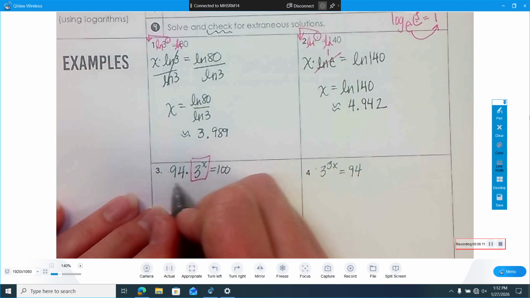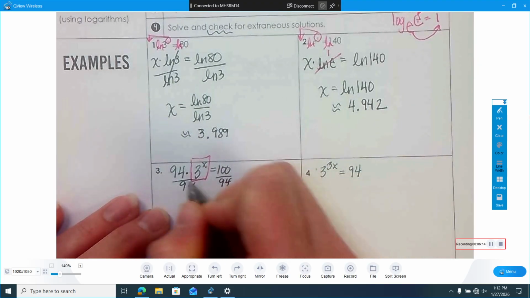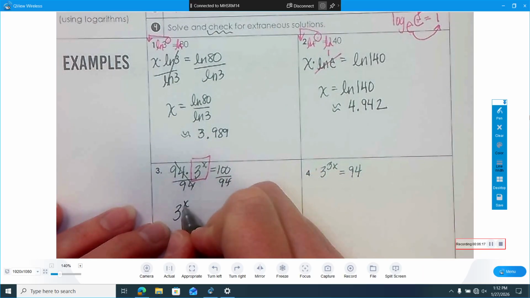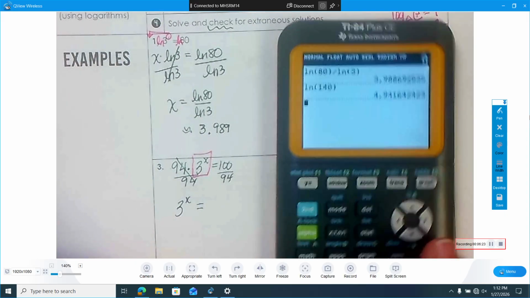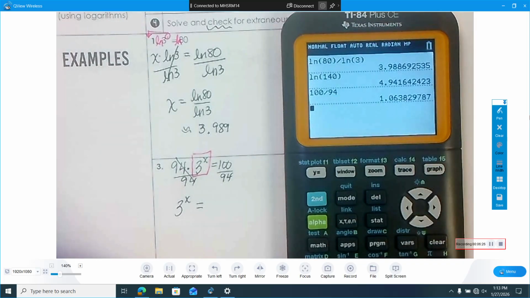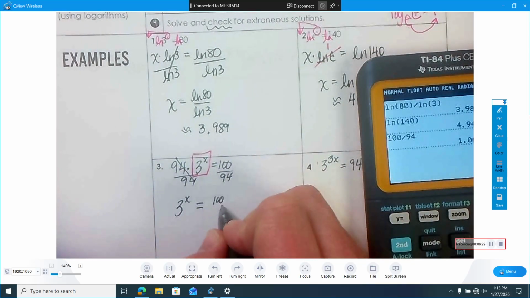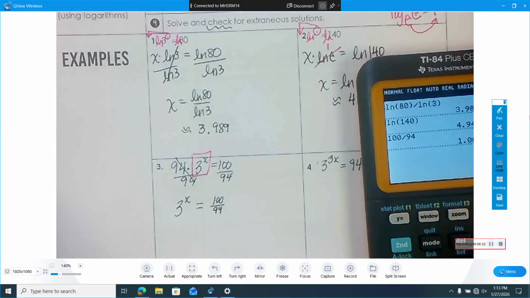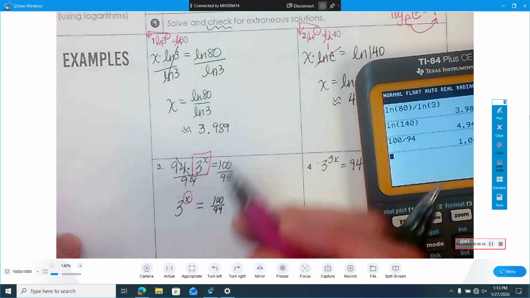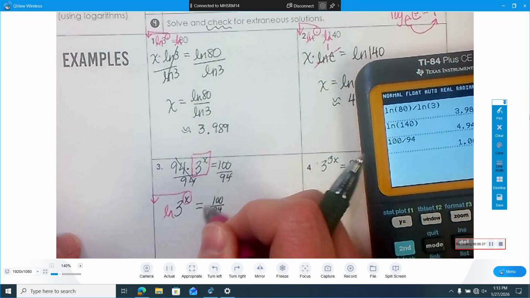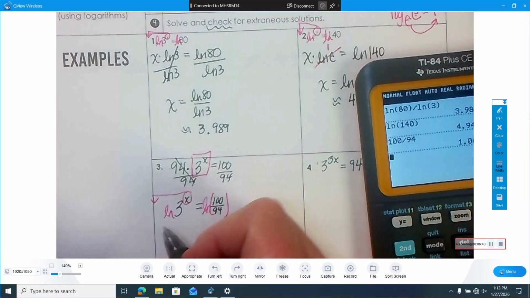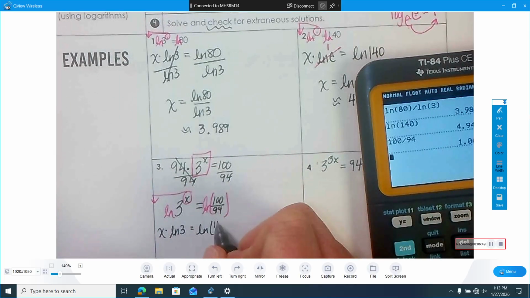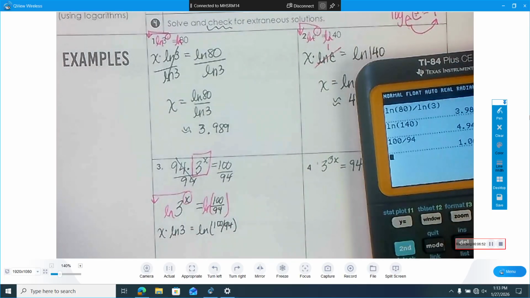No, 94. So we're going to divide both sides by 94 so that our exponential expression is isolated. I'm just going to leave it 100 over 94 because I don't want to write that mess. Now, how do I drop my x? I need a natural log of both sides. That's going to allow me to drop my power down. So I get x times the natural log of 3 equals the natural log of 100 over 94.